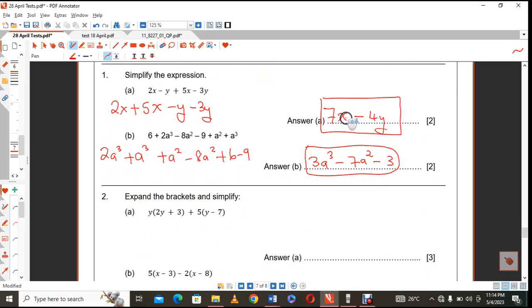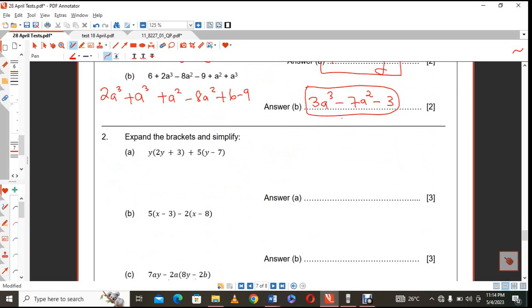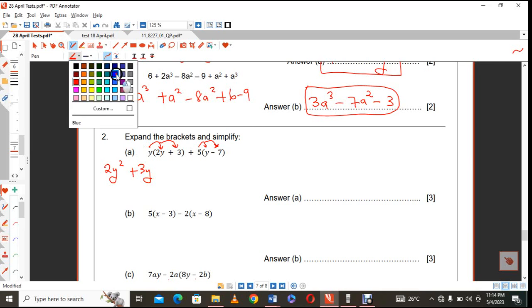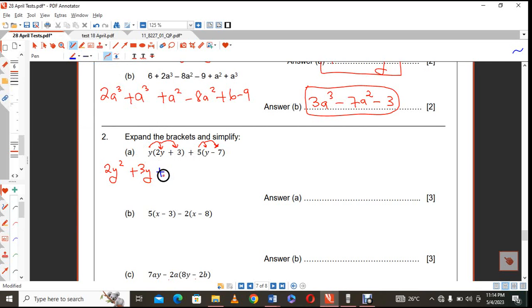The next one is about removing those brackets. It says expand the brackets. So these are two terms. You're going to multiply everything that is outside the bracket with everything that is inside the bracket. You might end up with like terms further. So this is going to be 2y squared plus 3y. That is, you multiply the y with each term in the first bracket. If you multiply the 5, you're going to get 5y minus 35. Very important, the positive times a negative.